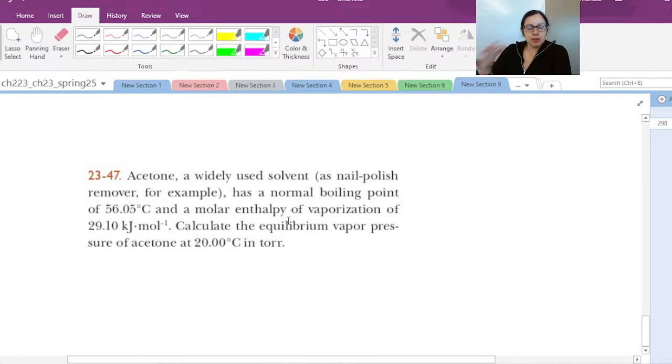And so acetone is obviously a widely used solvent, a really great one, and used in nail polish remover sometimes, unless they use ethyl acetate. And it has a normal boiling point of 56.05 degrees Celsius, and a molar enthalpy of vaporization, so there's the value that was in our equation. So it's going to be given: our enthalpy of vaporization is 29.1 kilojoules per mole. So calculate the equilibrium vapor pressure of acetone at 20 degrees Celsius.